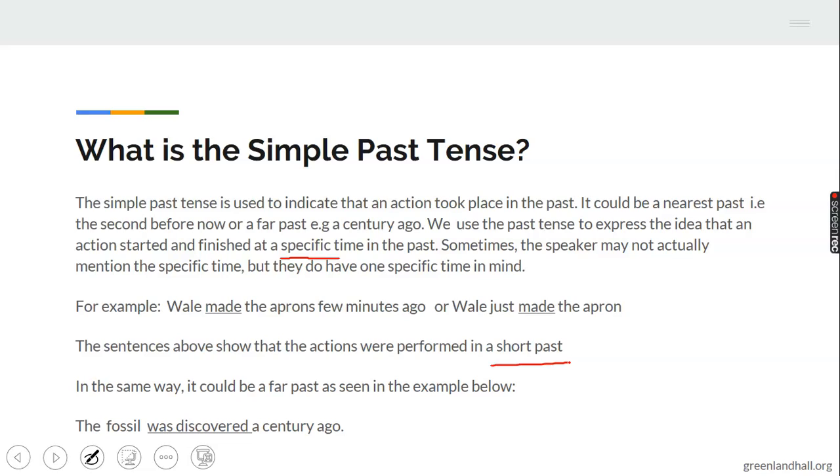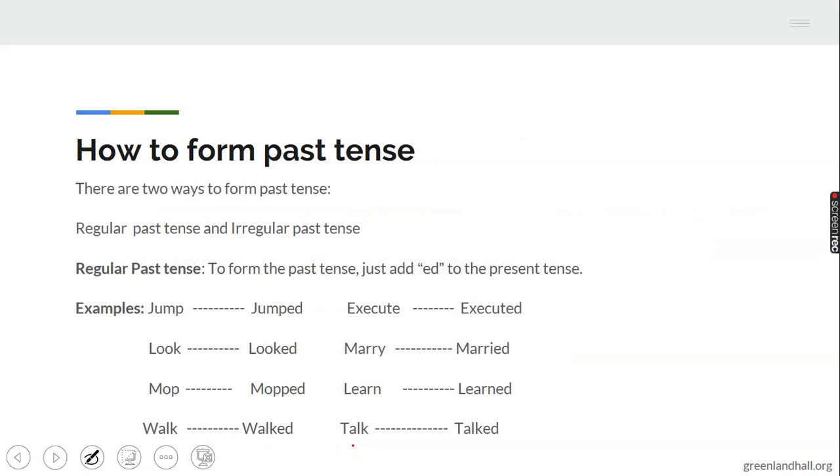Then it can also be another way whereby the action was performed in a very far past. Look at this example. The fossil was discovered a century ago. That's a very far past. So we can have a recent past or a far past.